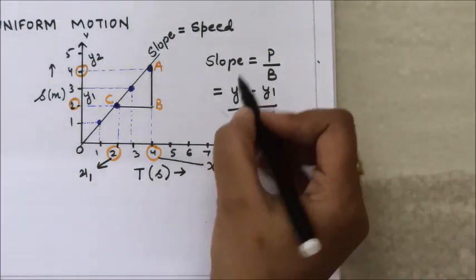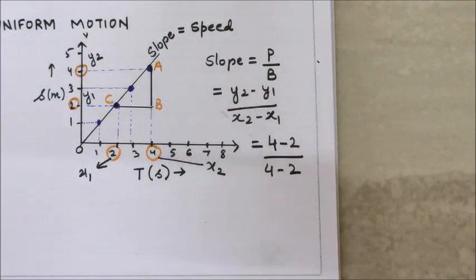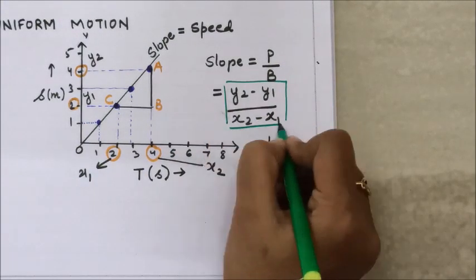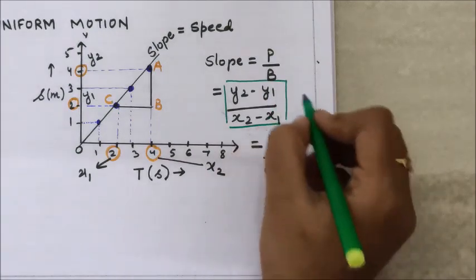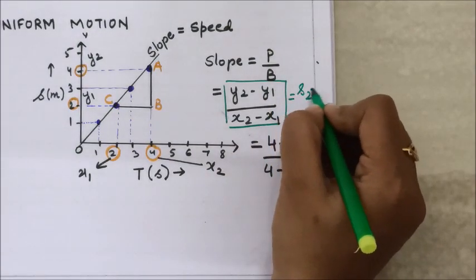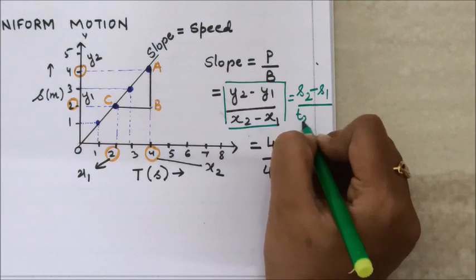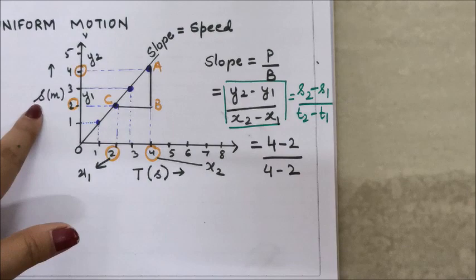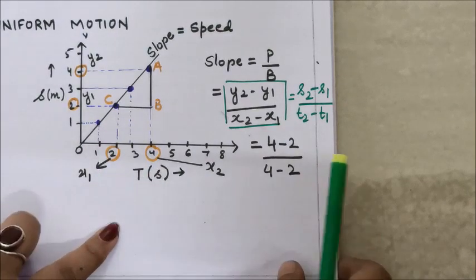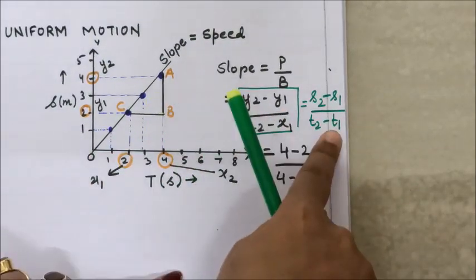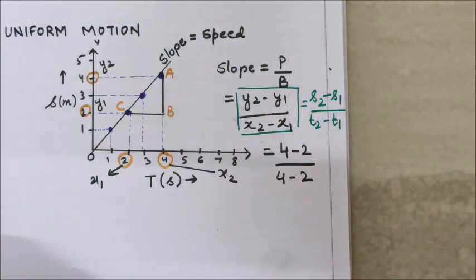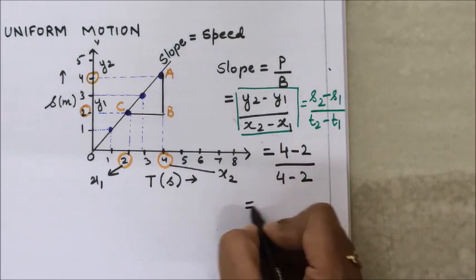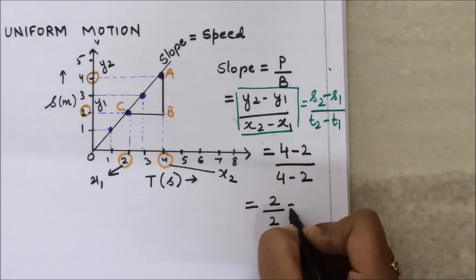In many books, you may get this formula: y2 minus y1 upon x2 minus x1 is also written as s2 minus s1 upon t2 minus t1. Since s and t, as I told you previously, are the notations for distance and time, this formula can also be written this way. So it depends on the book which you are referring to for your studies. When you calculate 4 minus 2, you get 2, and again 2, which gives you 1.